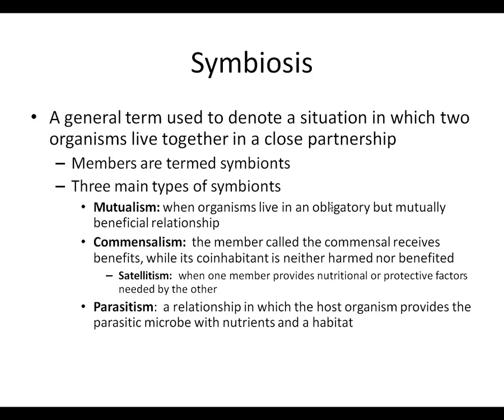Commensalism, this is where the member that is called the commensal is going to receive the benefit, where the co-inhabitant is neither harmed nor benefited. So you can have relationships where you have one organism that is obligated to have a relationship with another organism, but that other organism isn't harmed or benefited either way. Satellitism, this is where one member provides nutritional or protective factors that are going to be needed by the other.